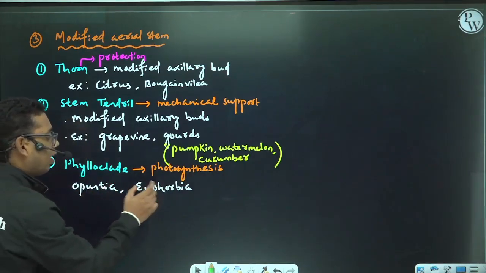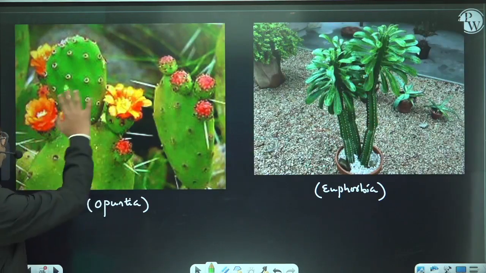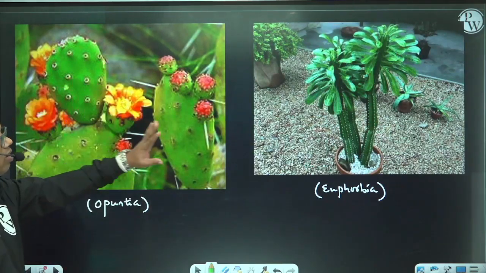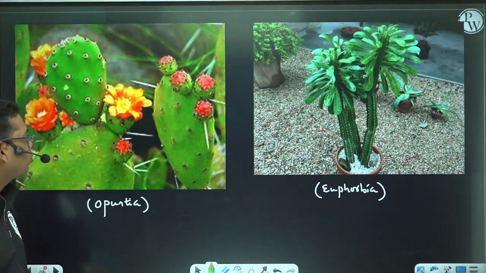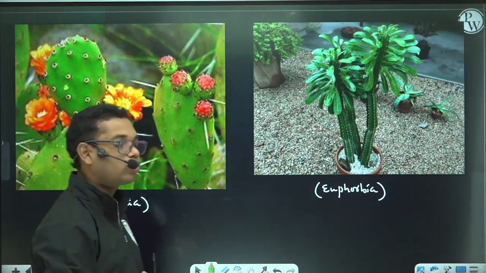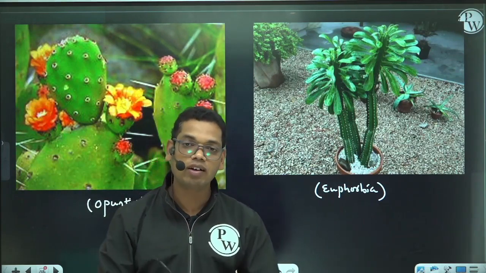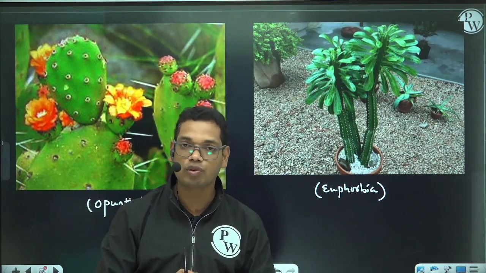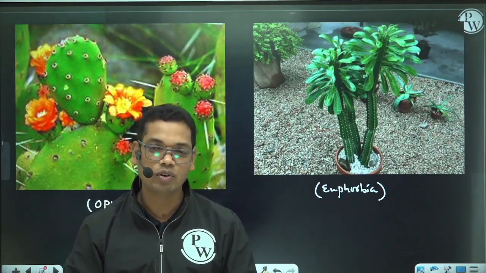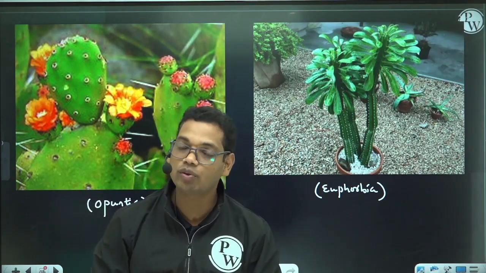Examples are Opuntia and Euphorbia, and you can see them clearly in this diagram. This is the Opuntia and that is the Euphorbia. You can see this is a flat structure and that is a cylindrical structure. So this is about the phylloclade. There is another term called cladode or cladophyll. In case of phylloclade, the entire stem gets modified to perform photosynthesis, but in case of cladode or cladophyll, a part of the stem gets modified. This is one difference. Phylloclade shows unlimited growth, whereas cladode shows limited growth.